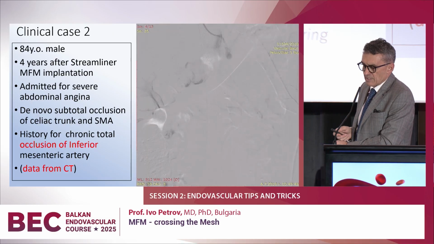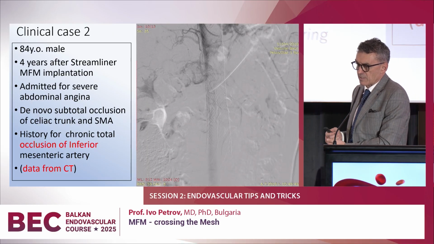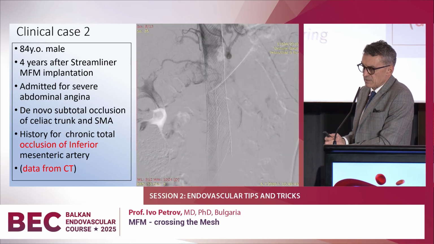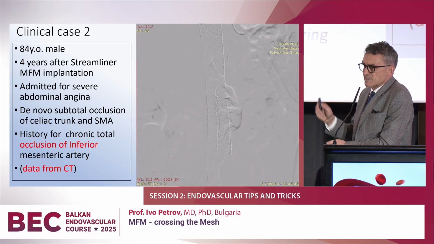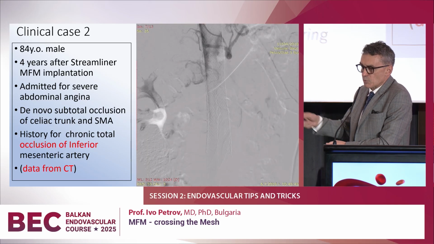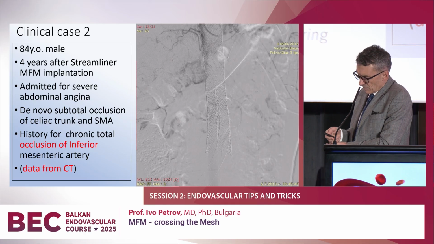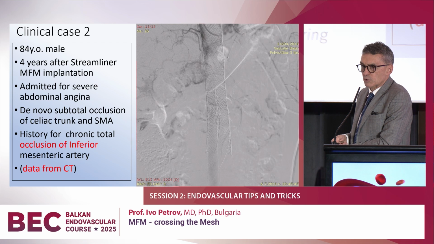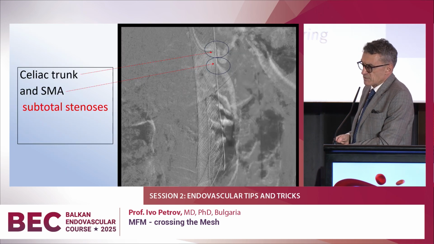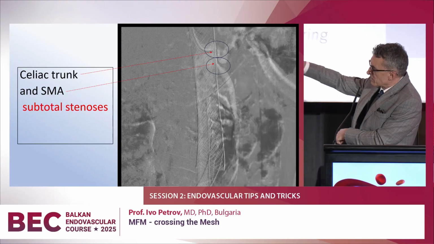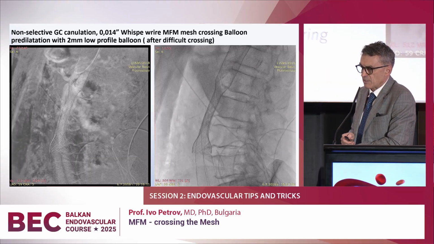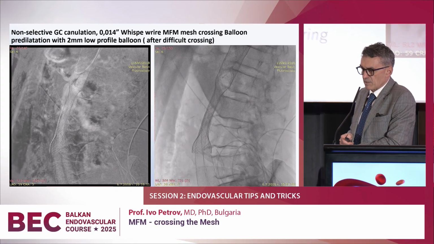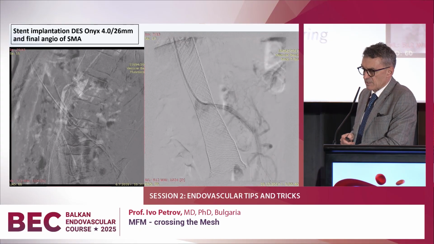You see, an 84-year-old, quite elderly man, with a subtotal occlusion of the celiac trunk. In this situation, you see that it's not strictly ostial, but almost ostial stenosis of the celiac trunk, and even more dramatic, with total chronic occlusion of the inferior. In this picture, you can observe very well both the celiac trunk and the superior mesenteric stenosis. We succeeded to open both of them, utilizing the same strategy with incremental.